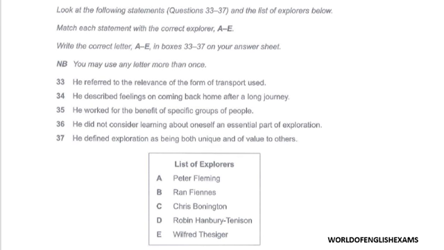Next, he worked for the benefit of a specific group of people. So what did this explorer do? He focused on a particular, special type of people, a special group of people. So the clue is specific groups of people.